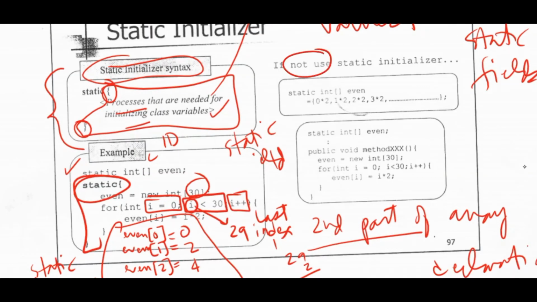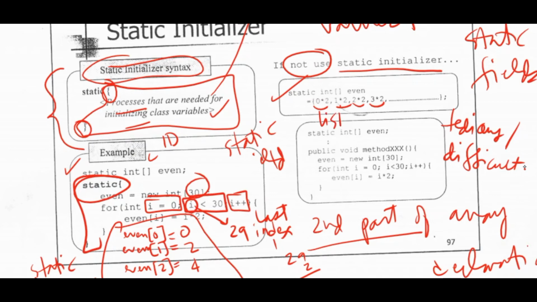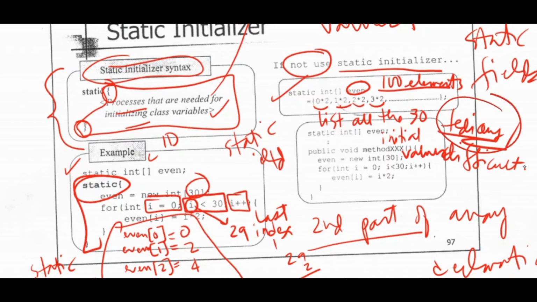Now, if we are not using a static initializer to initialize the 1D array even, then the only way to do that is by direct initialization, which is very tedious or difficult because you have 30 elements to initialize. That means you are going to list in here all the 30 initial values. And that is tedious. Now, what if even has 100 elements or 200 elements? That would require you to list 100 initial values or 200 initial values. That is very tedious and not an efficient way to initialize 100 elements.